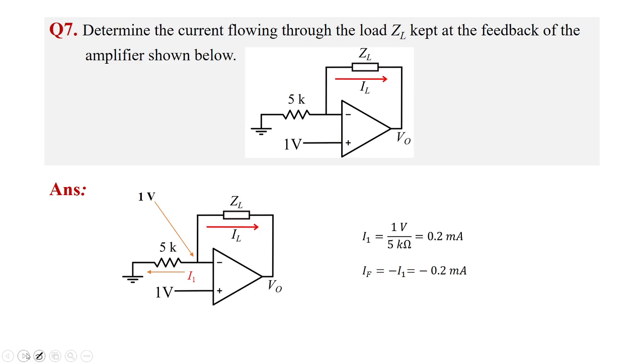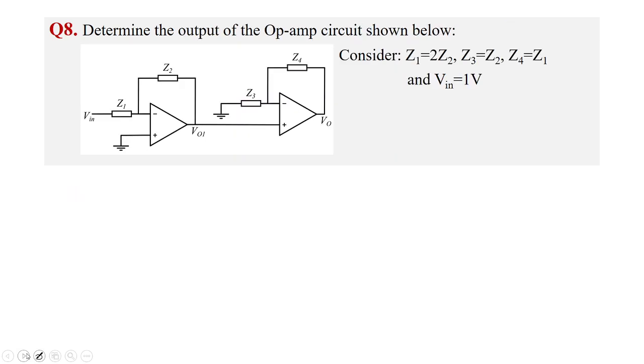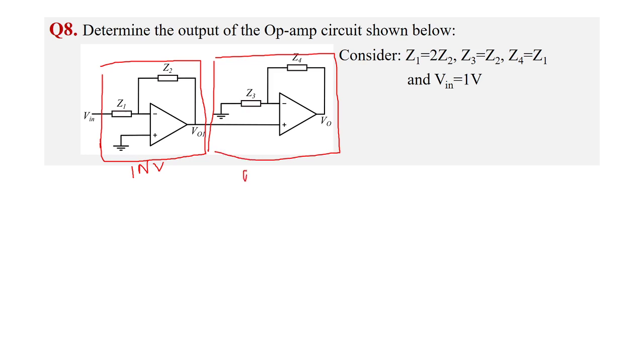I guess it's clear. Coming to the 8th question, the question is to determine the output of the op-amp circuit shown below. So here two op-amp amplifiers have been cascaded. As you can see, the first amplifier is an inverting amplifier, right? And the second has its input given to the plus node, so it is actually a non-inverting amplifier.